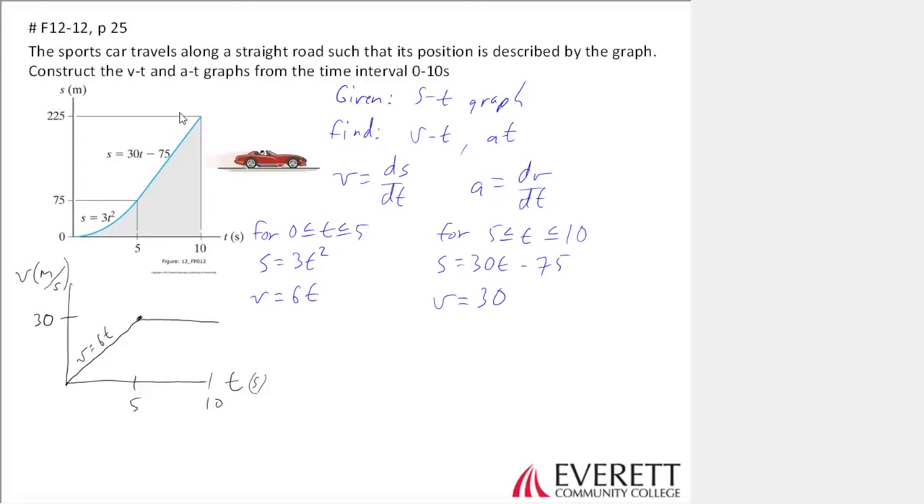Continuing to acceleration, acceleration's even easier for this one. From 0 to 5, acceleration is equal to 6. From 5 to 10, acceleration is equal to 0. There we go. We just constructed a VT and an AT plot from an ST plot.